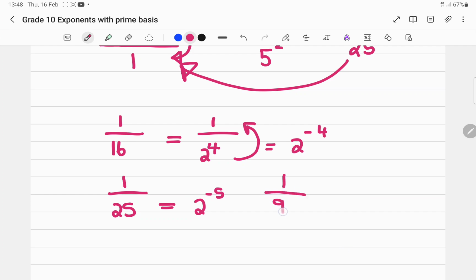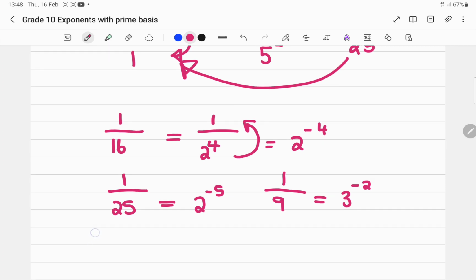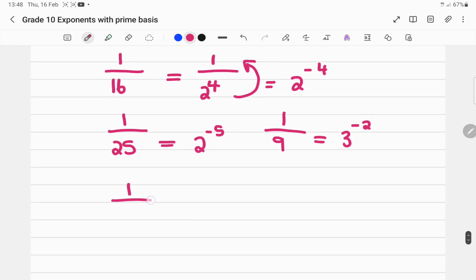Same with 1 over 9. 9 will become 3 to the power 2. Take it to the top, 3 to the power negative 2. If you've got 1 over 144, let's try a smaller number, 1 over 81.